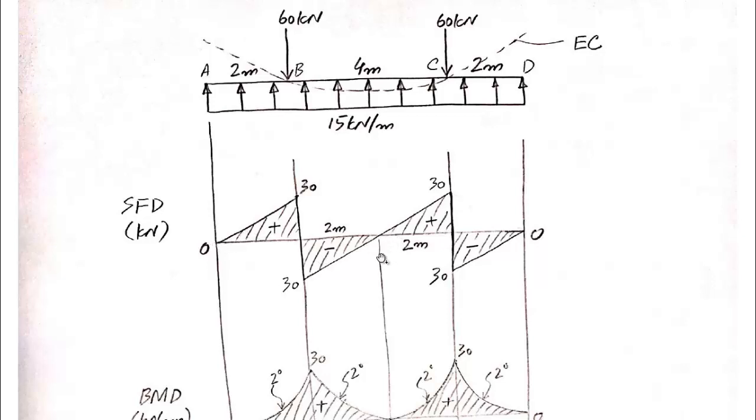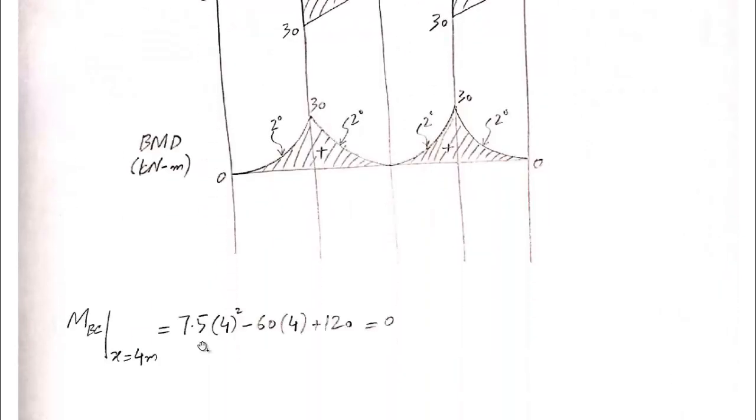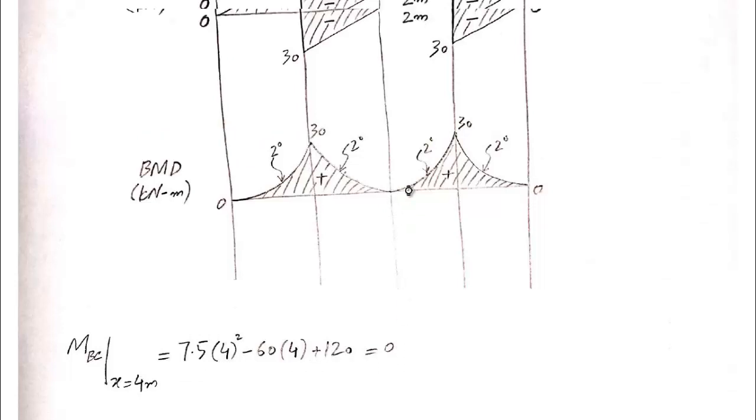It means that we need to consider the value of bending moment for portion BC, and we will plug in x equal to 4 meter in that equation. So here I have done that. Moment for portion BC, and we have calculated the value of moment for x equal to 4 meter. If we plug in x equal to 4 meter in this equation, we get moment is equal to 0. So the value of bending moment for this point is 0.